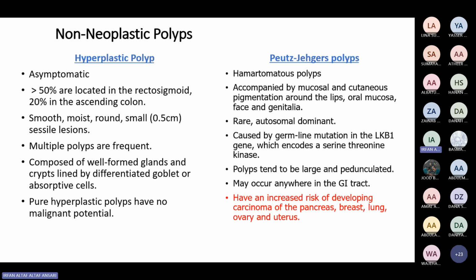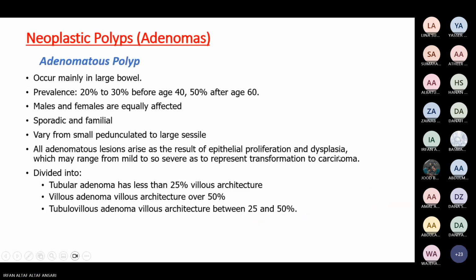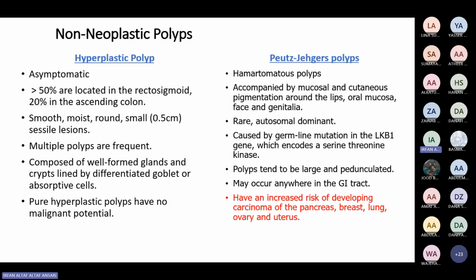So what you have to remember is that the type over here is the hamartomatous type. They have mucosal pigmentation around the face, lips, genitalia. Their way of inheritance is autosomal dominant. They are large, pedunculated, and there is an increased risk of cancer in other organs, not in the same polyp. The pictures for this polyp you will see in the practical slides.